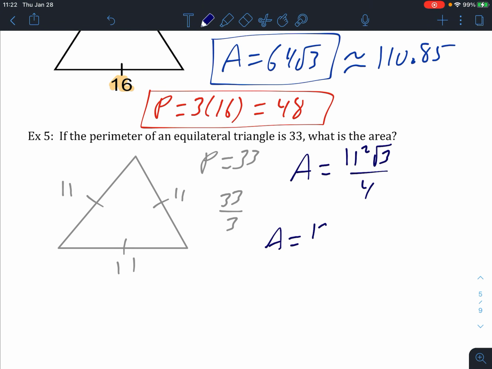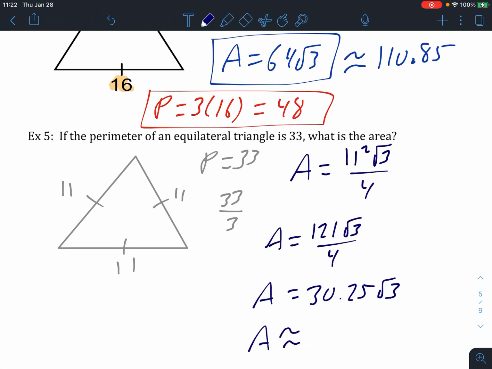Eleven squared is 121, so 121 root 3 over 4 is an acceptable answer here because 121 over 4 does not reduce. You can also, if you do want to do 121 over 4, write it as 30.25 root 3, but most mathematicians do not enjoy seeing a decimal and a radical in the same answer. Or if you want a completely rounded answer, you can multiply 30.25 times root 3, and that would give us 52.39. Again, there's no units here, so no units in our answers.